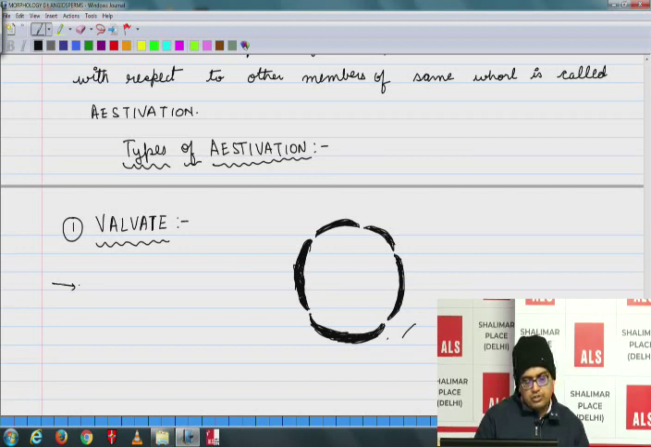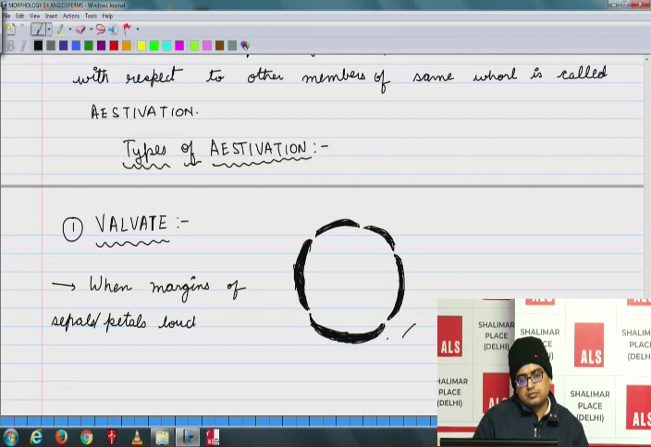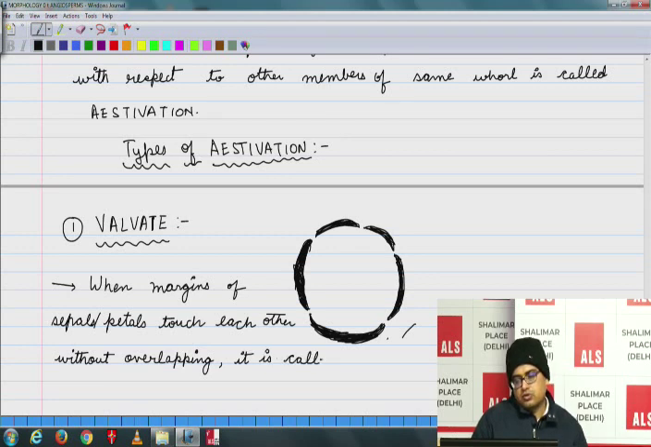When margins almost touch each other without overlapping, when margins of sepal and or petal touch each other without overlapping, it is called valvate estivation.